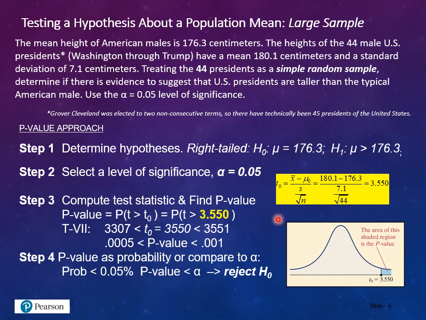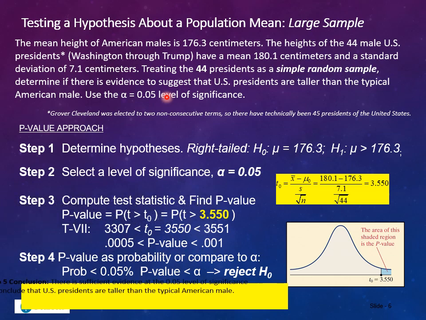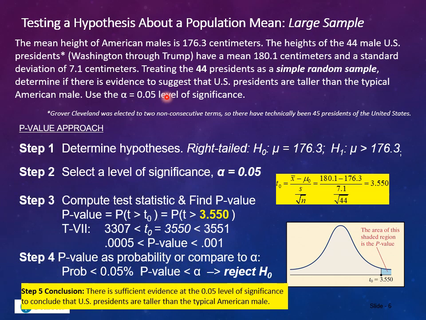And remember, if the p-value is less than alpha, which alpha is 0.05, both of these values for our p-value are less than 0.05. Okay, so we reject the null hypothesis, and then we state our conclusion. There is sufficient evidence at the 0.05 level of significance to conclude that U.S. presidents are taller than the typical American male. So we have the same conclusion from either method.